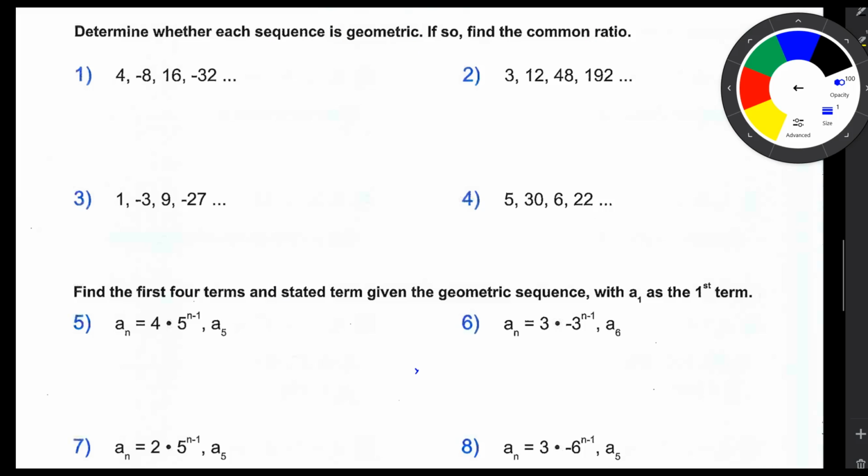Cool. Here we're just determining the common difference. So is there a common difference, and what is it? And in our first one, we just go minus 32 divided by 16, which equals minus 2. 16 divided by minus 8, which equals minus 2. And minus 8 divided by 4, which also equals minus 2. So our answer is yes, and it equals minus 2. And common ratio is minus 2, and yes, it is a geometric sequence.